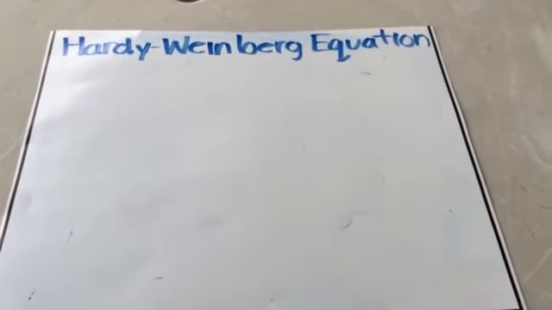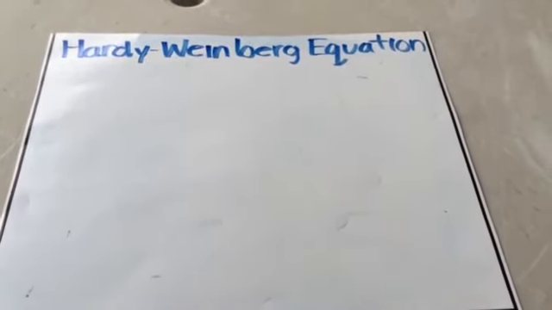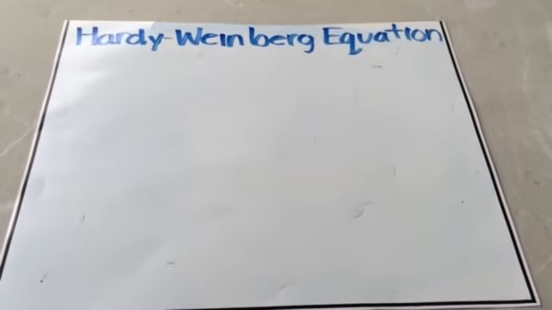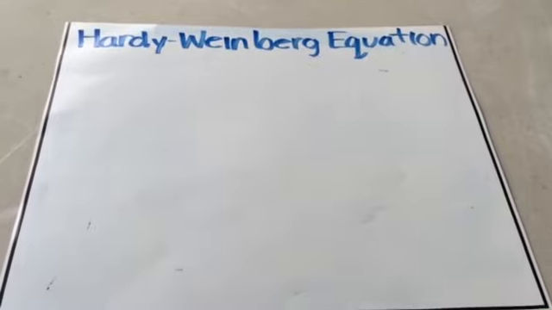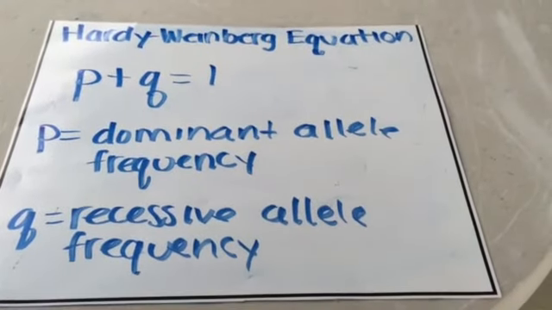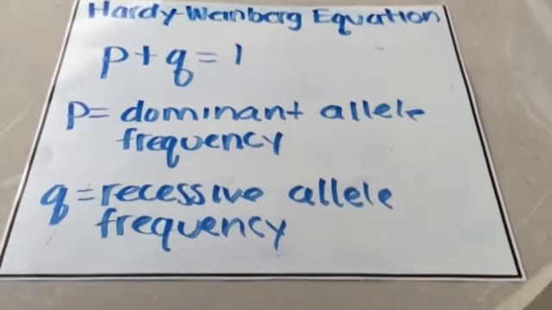Hello, I'm going to talk about the Hardy-Weinberg equation. This is an equation used to determine frequency of genes in a population. The Hardy-Weinberg equation consists of two equations.